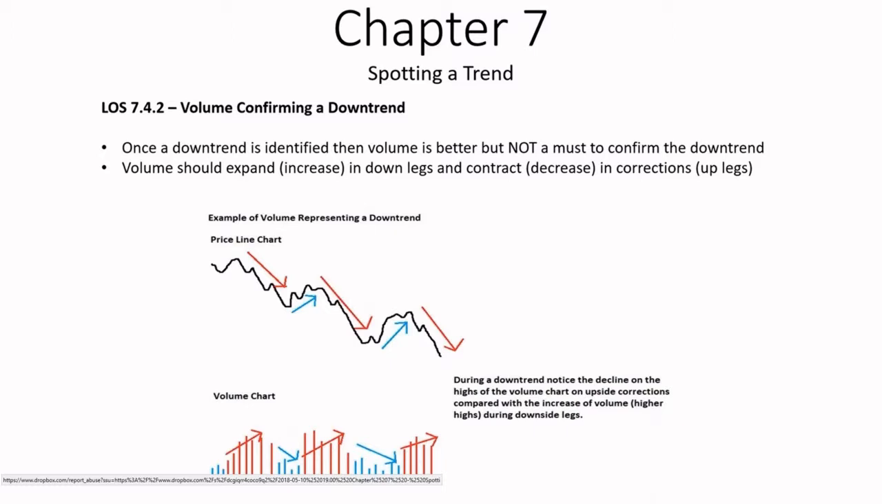So as we can see here in a downtrend, our prices are declining and volume is expanding. Our prices are correcting upwards and volume is contracting. Then we have another downside movement and volume is expanding again. Then we have an upside correction and volume is contracting. And then we have again a fall in prices and the volume expands.